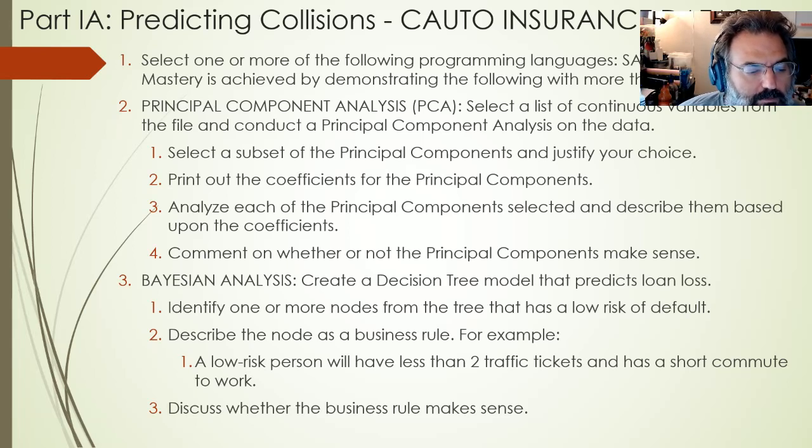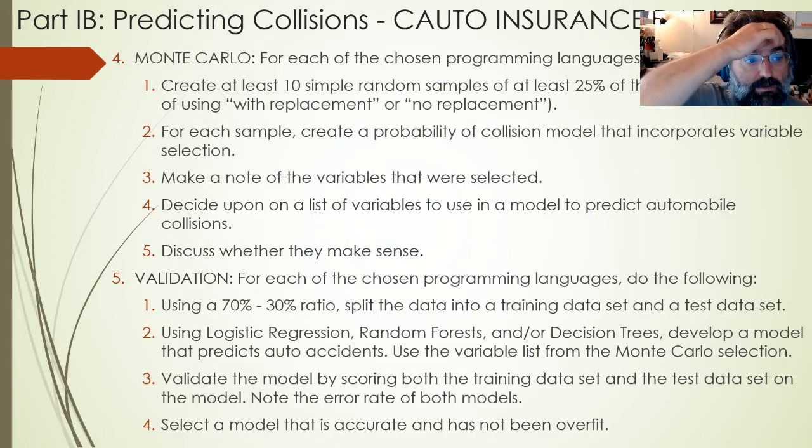For example, a low risk person will have less than 2 traffic tickets and has a short commute to work. And discuss whether the business rules make sense. Then the fourth item is to do Monte Carlo, and this is where you're doing the 36 months.